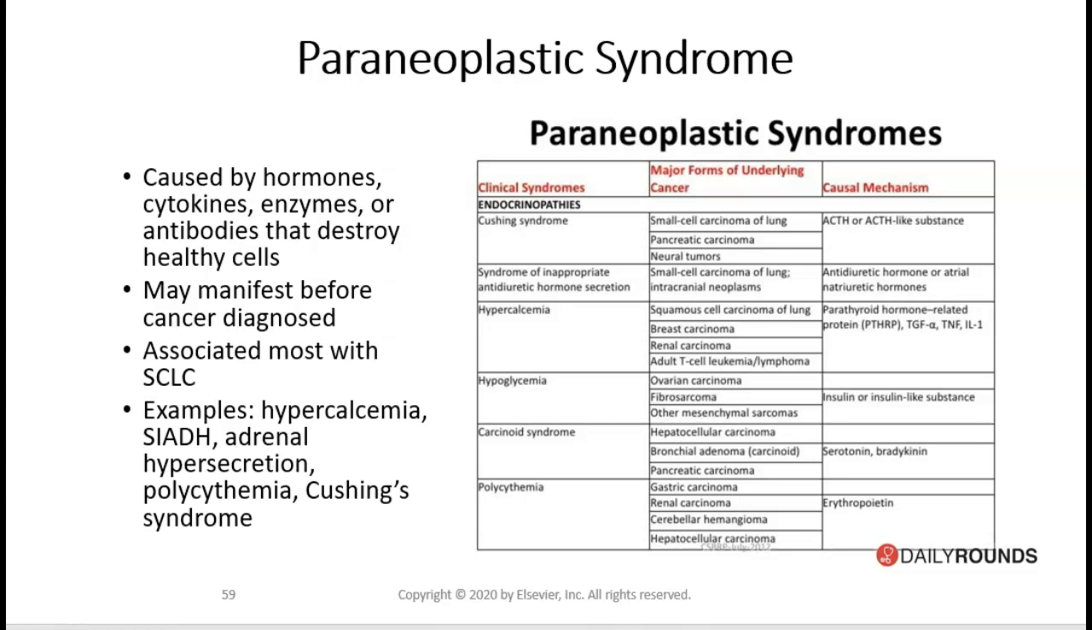What else is on here? You can pause and take a look at these. I put some of the most common and what causes it. So people who have things like polycythemia, it's because of too much erythropoietin. But for us, when we talk about lung cancer, we're concerned with SIADH, hypercalcemia, and Cushing syndrome.